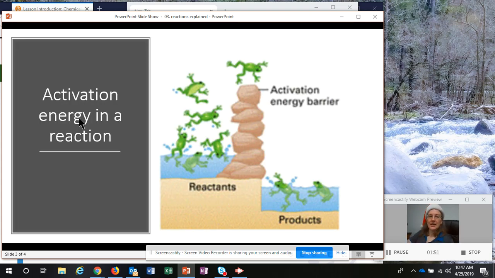Something else that you should know from this week is about activation energy. I like this visual. It shows how activation energy is basically this barrier between the reactants and the products. And sometimes it's really high, so it takes a lot of energy to get the reaction going to make the products. Sometimes there is no energy barrier and the reactants just go straight to the products. That would be a spontaneous reaction. Okay.